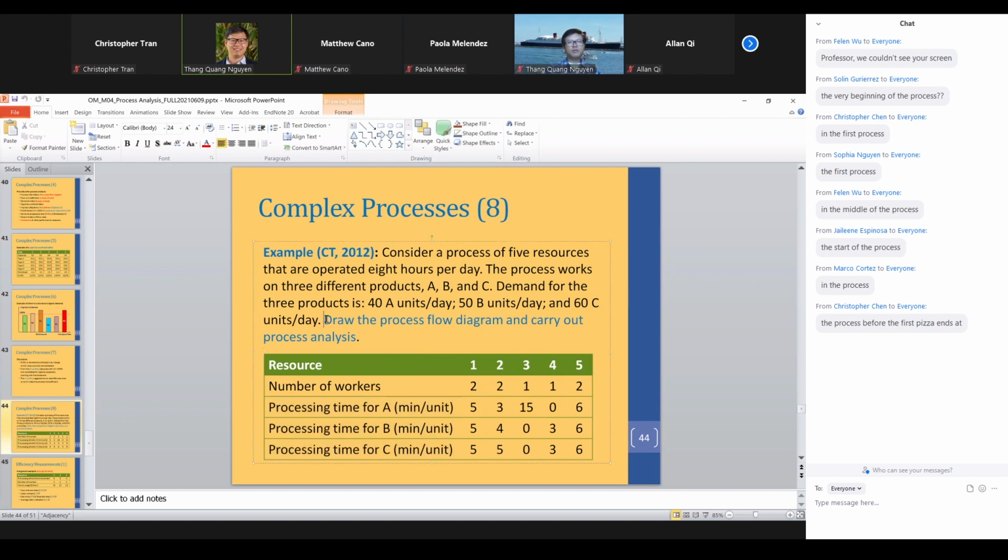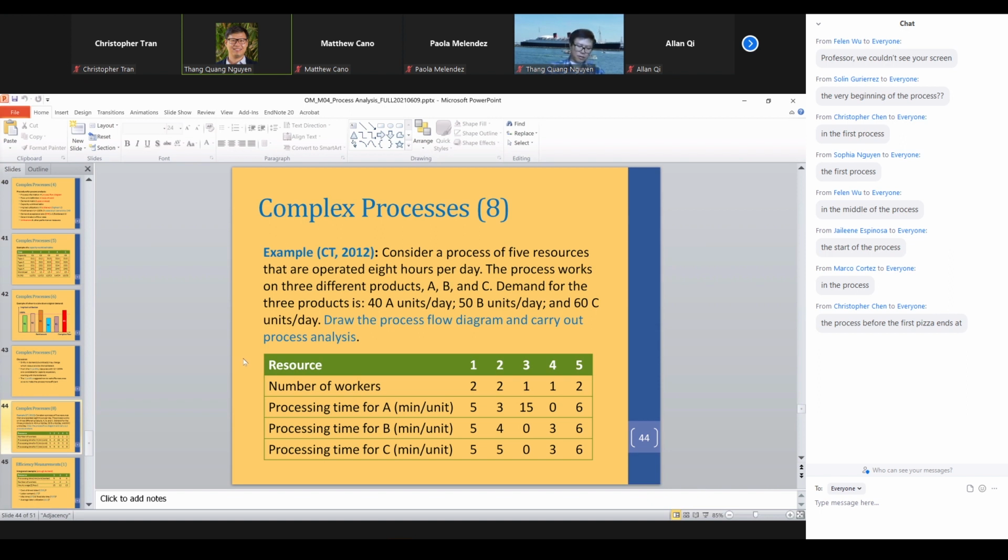Number one is we draw the process flow diagram to make sense of it, to visualize it. And the second is we would carry out our process analysis. What we are doing next is very similar to question 24 in your homework and also part 3 of the project. I hope that what we do here will benefit you when you work on other items at home.